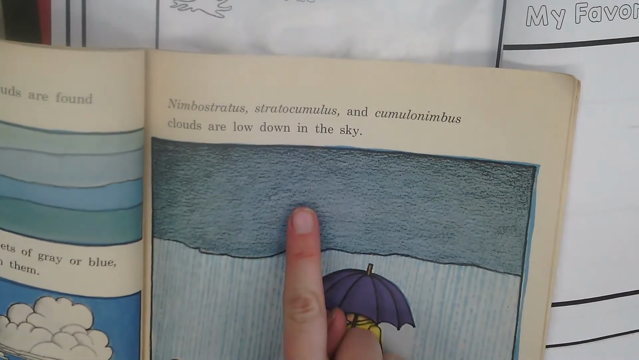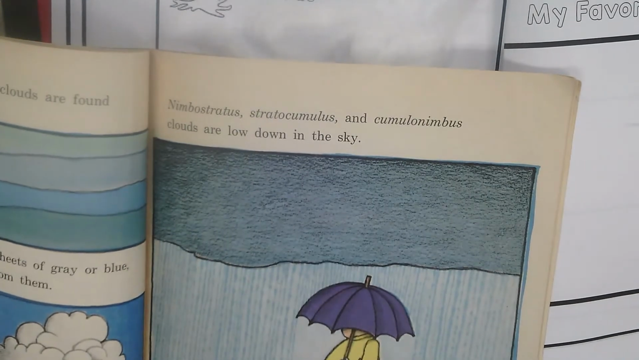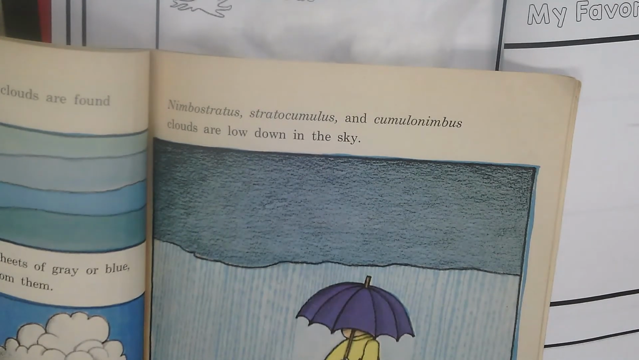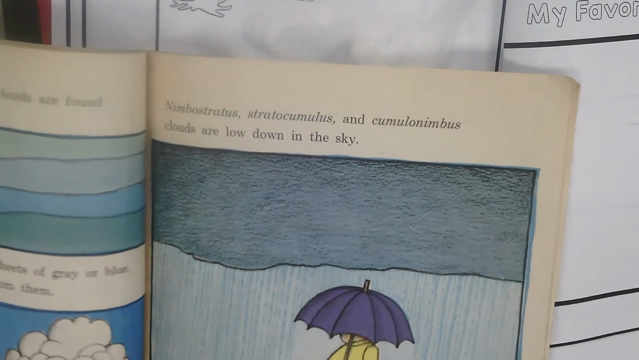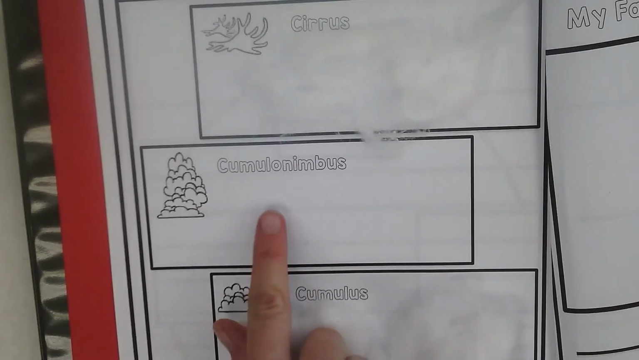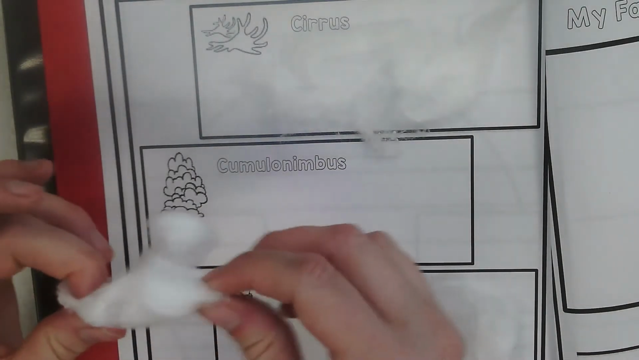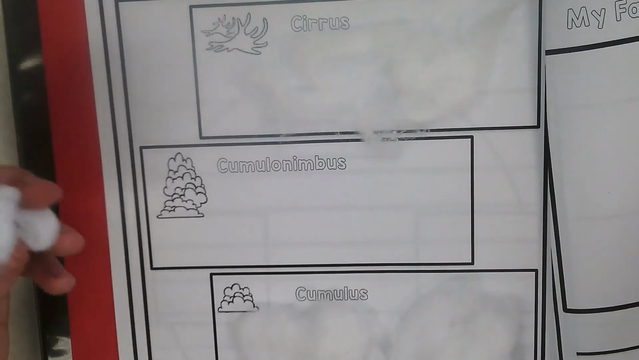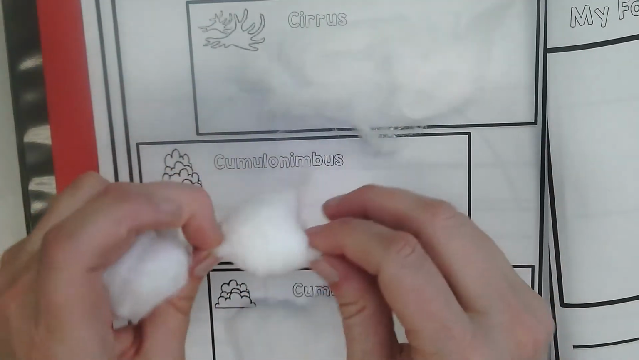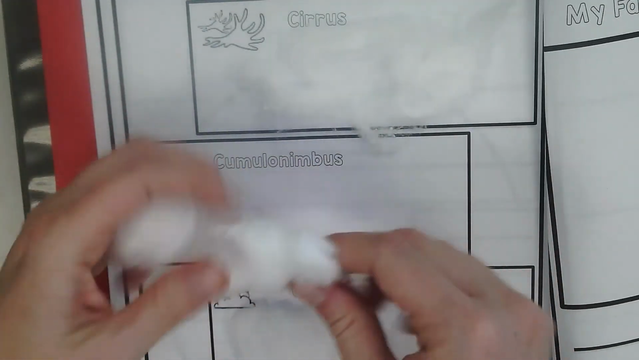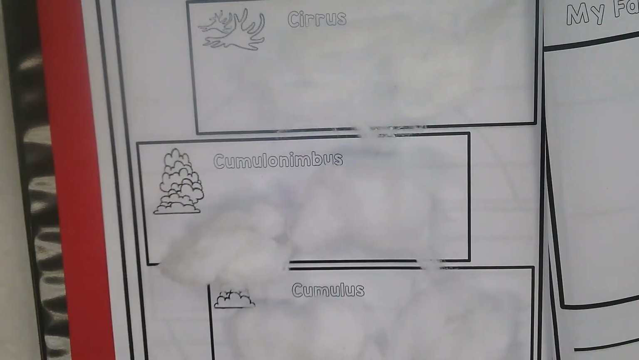Nimbostratus, stratocumulus, and cumulonimbus clouds are low down in the sky. Steady rain or snow falls from the nimbostratus clouds. They are easy to see because they are heavy and dark, and that's what we're looking at right here, the cumulonimbus clouds. These are the ones that are really puffy and have the storms in them. When you look outside, you just know it's going to rain by looking at them. One of the reasons you can know is that they're a bit darker.